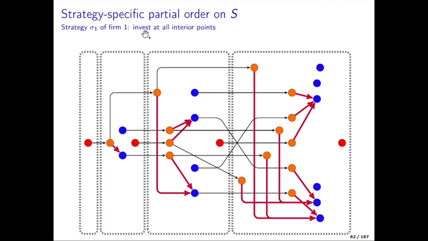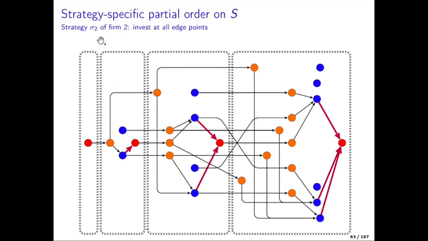That would be firm 1 investing in all interior points. So every time firm 1 is at an interior point, it's going to move to an edge, the edge where it isn't doing the investment. And this is what is going on here. Firm 1 is doing these investments. These are the edges where firm 2 has invested. So this is a subset of transitions. And here's a strategy where firm 2 is investing in all the edge points, and that's how you get to the corner.